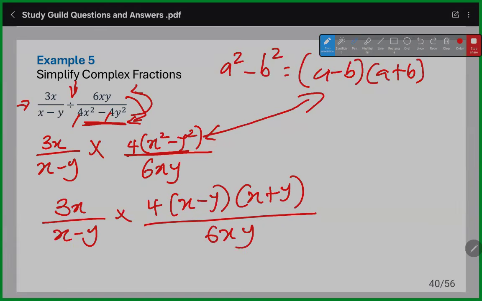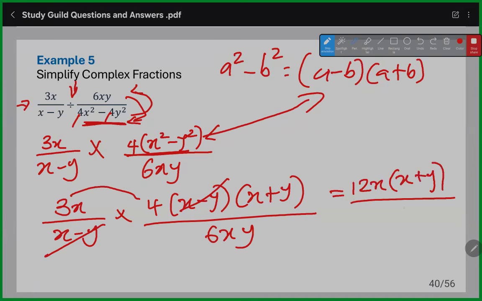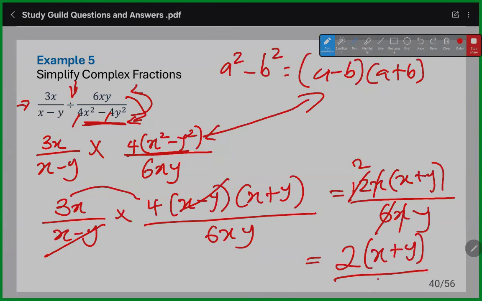I find out that there are common terms here, so I can cancel out x minus y and x minus y. That's the only thing I can cancel. Then I will use my 3x to multiply 4, and that will give me 12x. Then I will have x plus y over 6xy. We can still divide 12 and 6. 6 divided by 12 is 2, and this x will cancel this x. So my final answer is going to be x plus y over 2y.